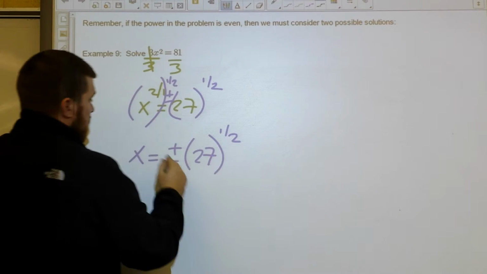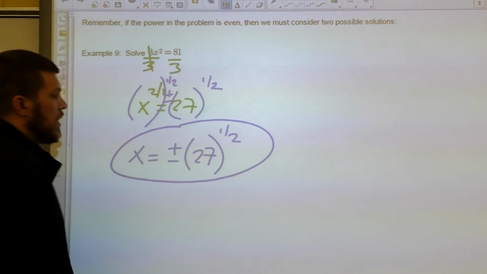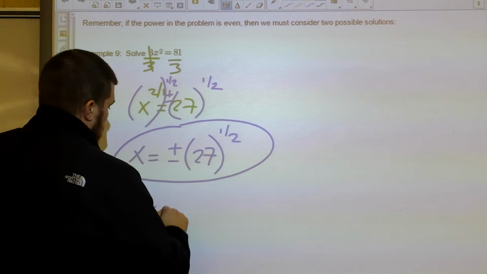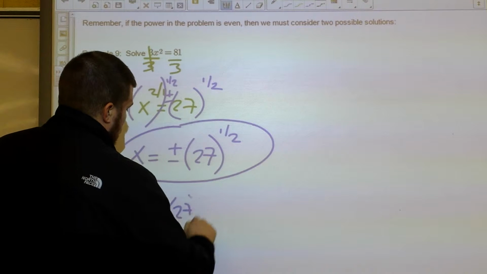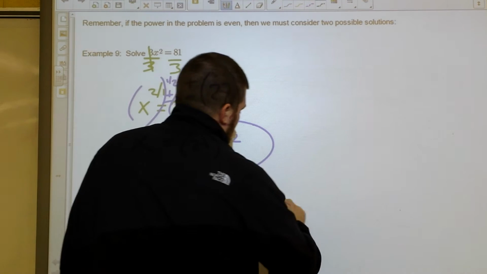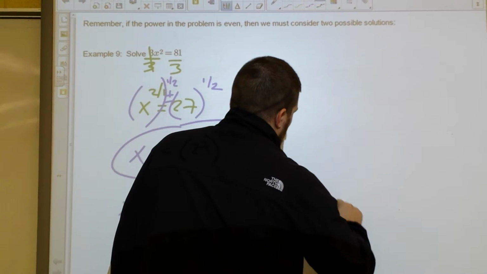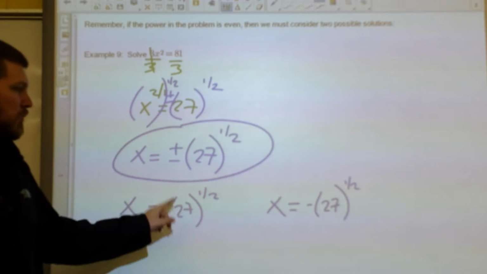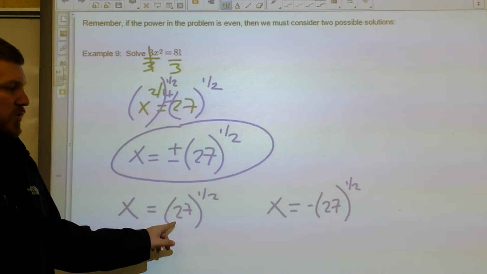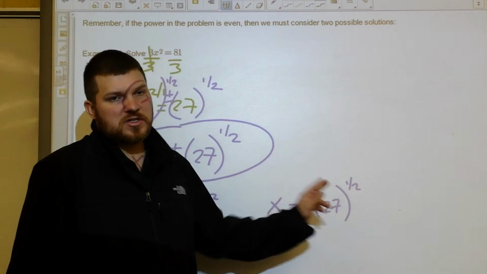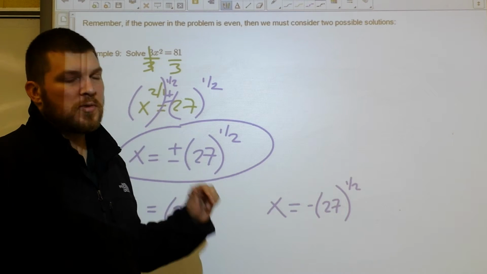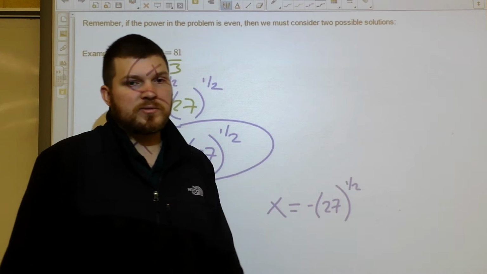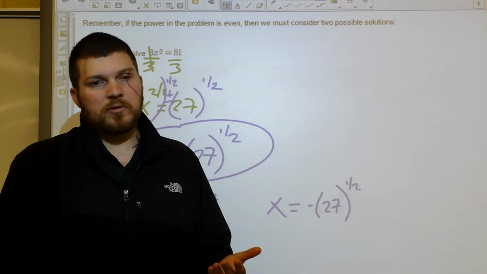So really, 2/1 and 1/2 power, those cancel out, so I have x equals plus or minus 27 to the 1/2 power. Now, technically, you could leave it alone like this, or if you don't like plus or minus, you can split it up. So x equals positive 27 to the 1/2 power, and x equals negative 27 to the 1/2 power. Now, 27 was our base. It has to be in parentheses. The negative does not go in parentheses with it. Super, super, incredibly important. If you put that negative inside parentheses with the 27, it's going to come out wrong.